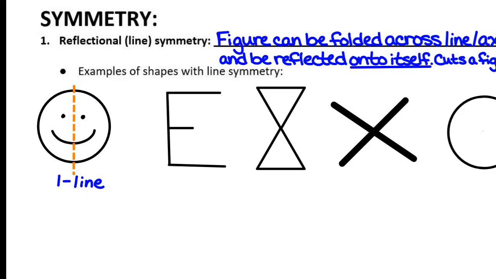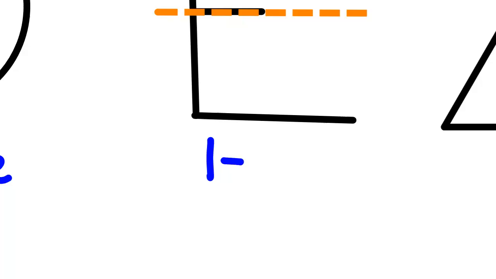What about the capital letter E? Is there anywhere that I could cut that one? Yep, like through the little leg of the E. Yeah, we can go horizontally, straight through the little leg of the E. Then I could fold the top down on top of the bottom. It would line up exactly. I wouldn't be able to tell which is the top and which is the bottom when they're on top of each other. Is there anywhere else that I could fold this to make it match up with itself exactly? No. So we would also say that this one has one line of symmetry.